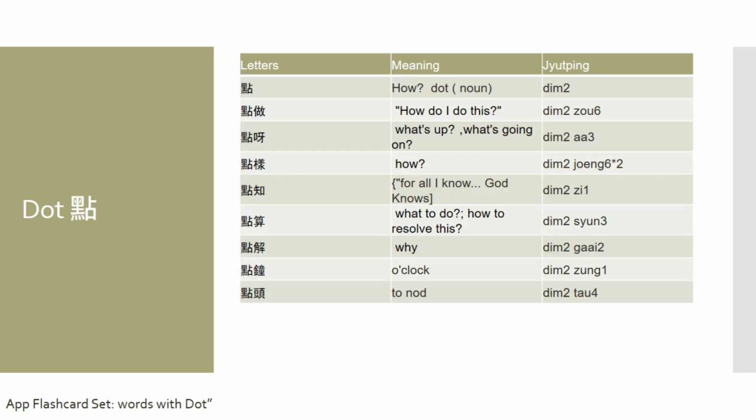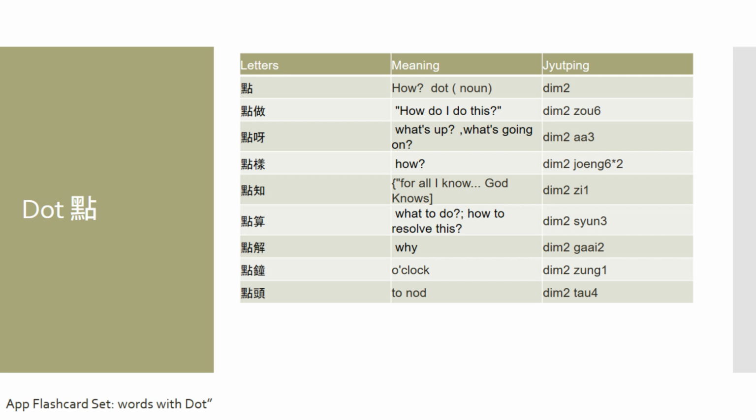The second Chinese character that I want to talk about is the Chinese character that means dot in Cantonese, which is pronounced dim. This actually also means how, when you raise it to a higher tone. So if you want to say how very informally, then you say dim, or dima is the same thing, where you want to ask how. Now, if you want to say, how do I do this? Then you will say, dim zhou.